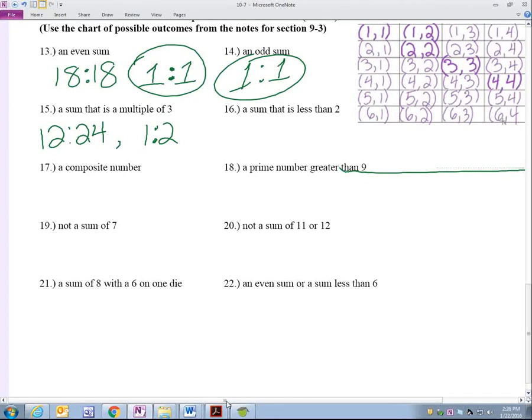Our goal here was to roll a sum that is a multiple of 3. Now, if there's a sum that's less than 2, that's not possible, because if I'm rolling a pair of fair dice, there's no way, because the lowest you can have is 2.